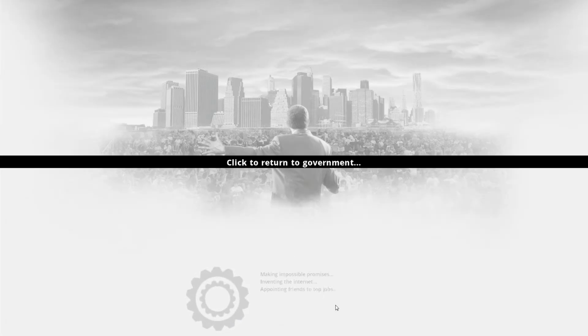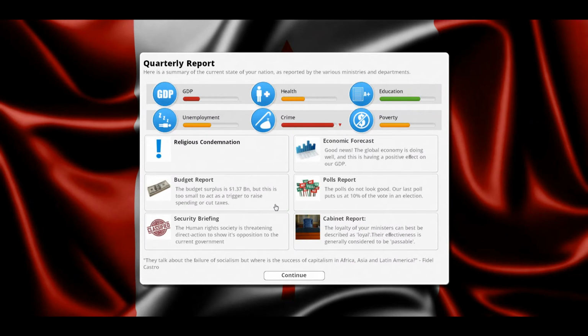You can see there's some funny little stuff hidden in this game. When it loads, you can see at the bottom there it says making impossible promises, inventing the internet, appointing friends to top jobs. I actually do that last one quite a bit.